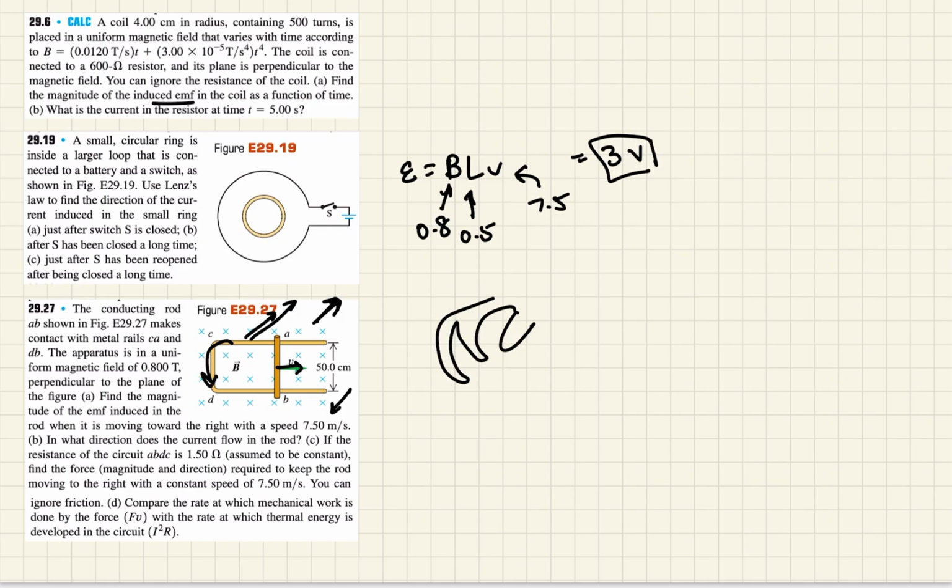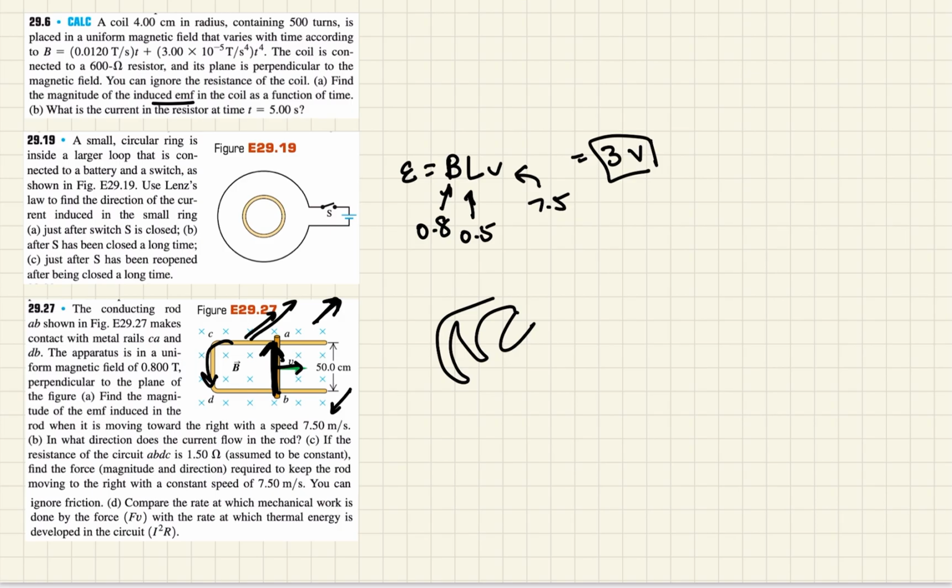Or you can say it's from B to A. It said specifically in the rod, right? So if it goes counterclockwise, it has to go from B to A, is probably what you would write. Counterclockwise would probably not get you the point since it's specifically about the rod, not the loop. And you can't really go counterclockwise in the rod itself. So you would go upwards or B to A is what you would say.